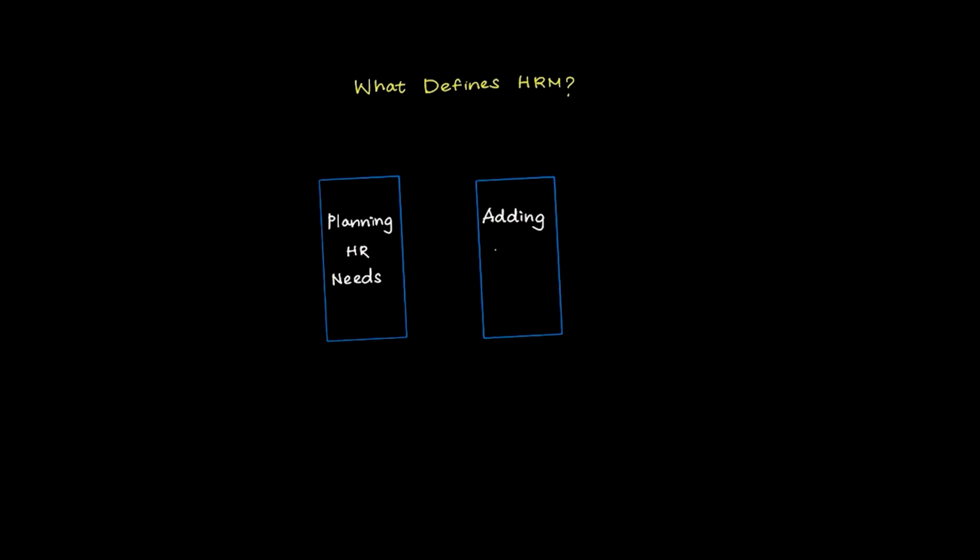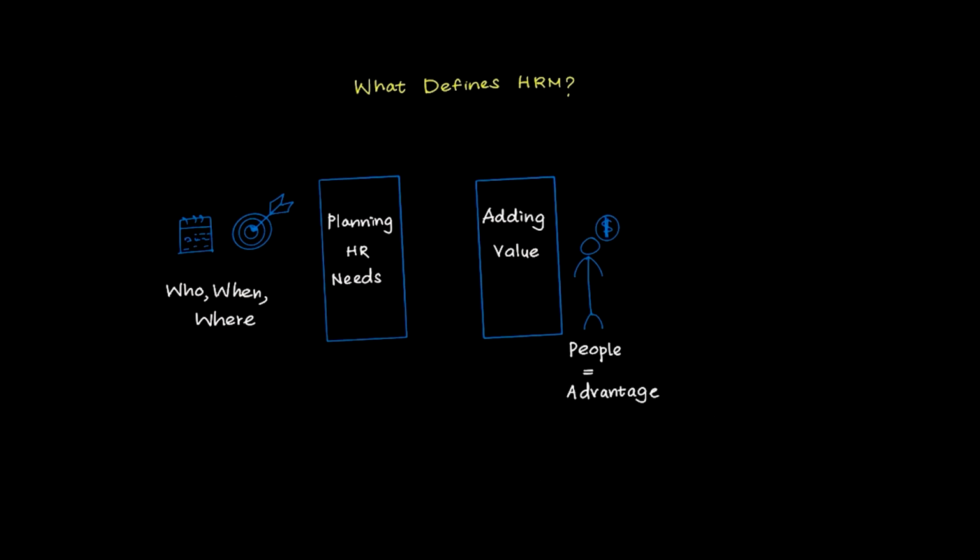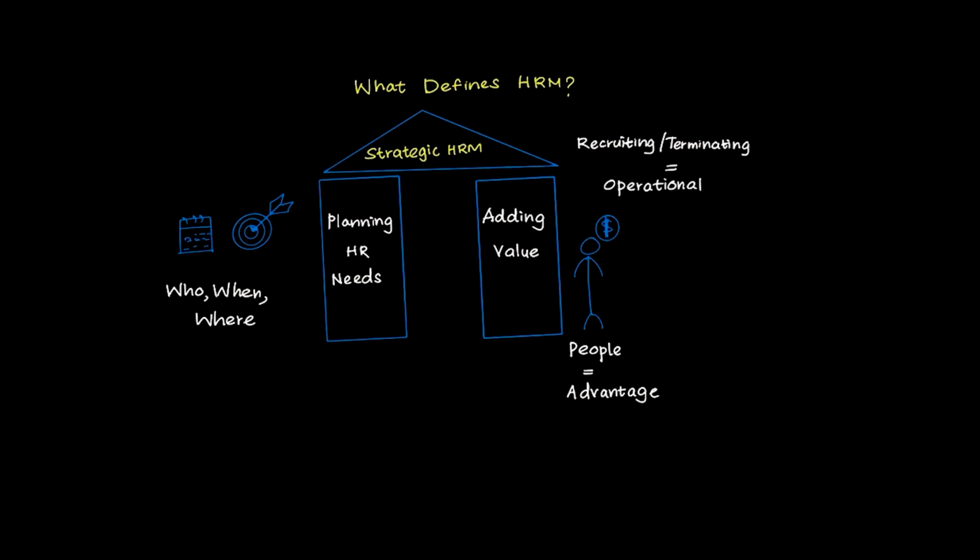Let's get to the core of what HR actually does at a strategic level. Human resource management isn't just paperwork and payroll. It has two major defining activities: planning HR needs and adding value through people. Planning means synchronizing your workforce with the organization's strategic mission, figuring out who you need, when and where. Adding value means people aren't just costs, they're competitive advantages. The other options describe tasks HR does, but they're not the defining activities. Recruiting and terminating? Those are operational. Payroll and benefits, administrative support. Policies and regulations, supporting functions. The two pillars of HRM are planning and value creation.